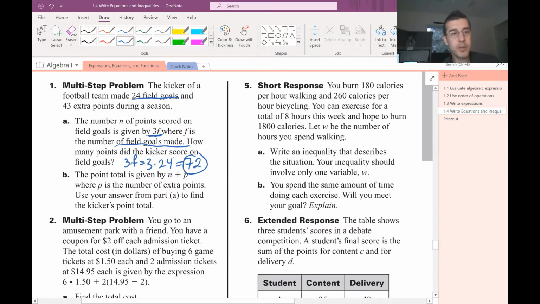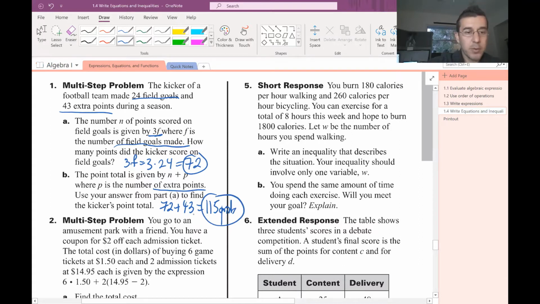B, the point total is given by n plus p, where p is the number of extra points. Extra points was 43. So 72 from field goals plus extra points 43. 70 plus 40 is 110. And then 2 plus 3 is 5. 110 plus 5 is 115. So 115 points. That's B.